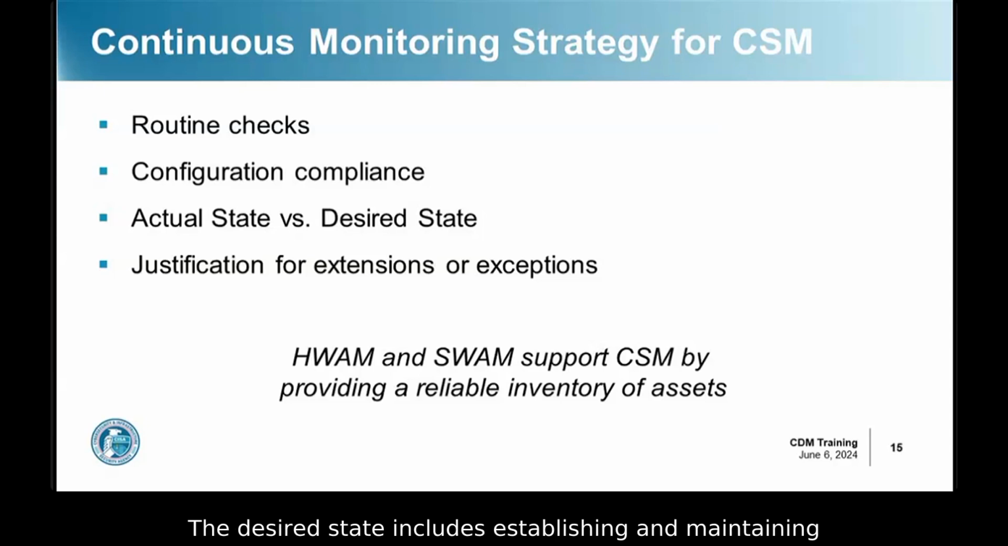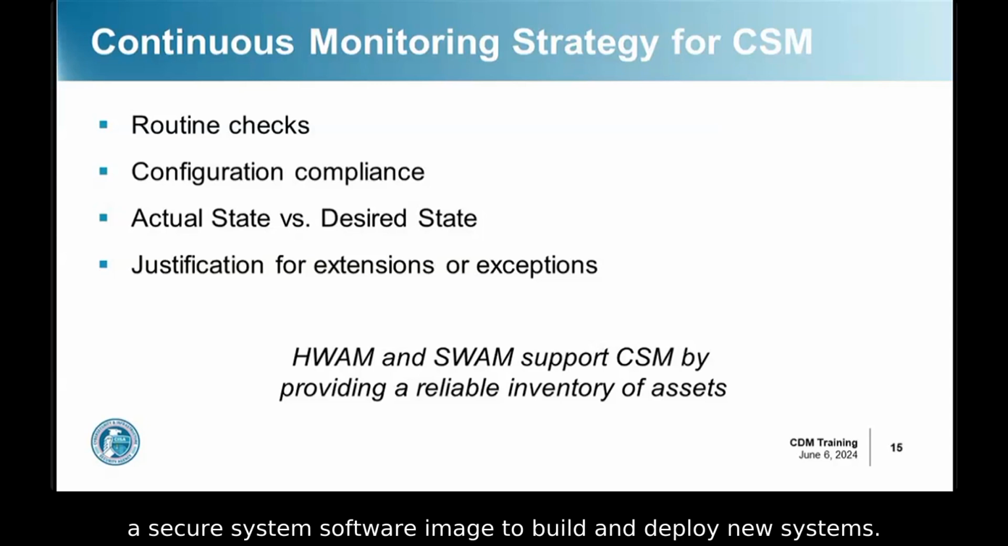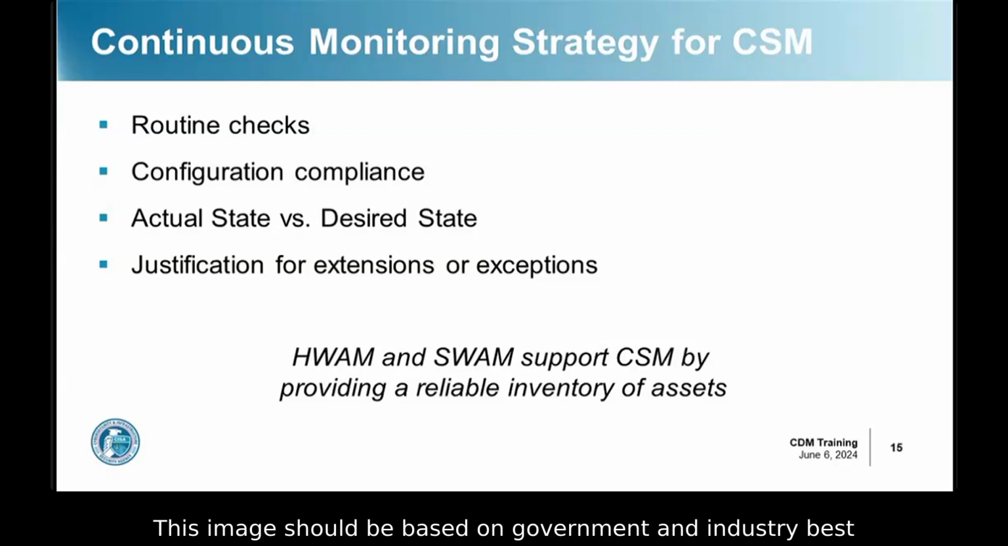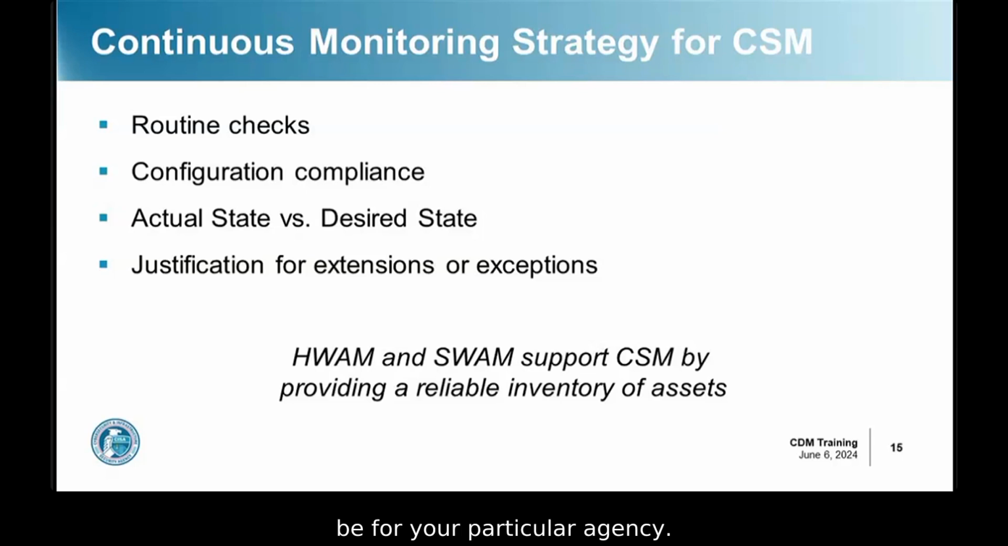Now, depending on what tools and capabilities are available, the actual state can be collected through automated polling, asset self-reporting, or periodic asset discovery. The CSM desired state is the baseline configuration settings that are defined and maintained in checklists and standard configuration operating system images. The desired state includes establishing and maintaining a secure system software image to build and deploy new systems. This image should be based on government and industry best practice checklists and security guides, whatever those might be for your particular agency. And it should be backed with an established approval process for any deviations from the baseline.